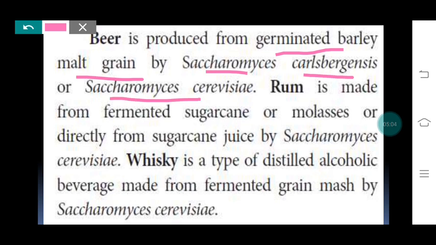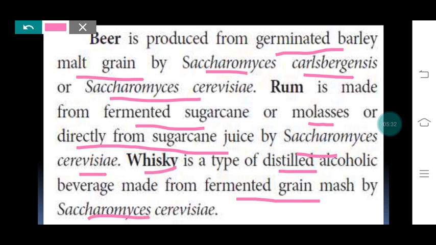Next one is rum. Rum is made from fermented sugarcane or molasses. Molasses is a waste product of sugarcane, or it is made directly from sugarcane juice, and it is fermented by Saccharomyces cerevisiae. All these are important. Everywhere we will find Saccharomyces cerevisiae. Next one is whiskey. Whiskey is a distilled alcohol only, and it is also made from fermented grain mash by Saccharomyces cerevisiae. Clear?